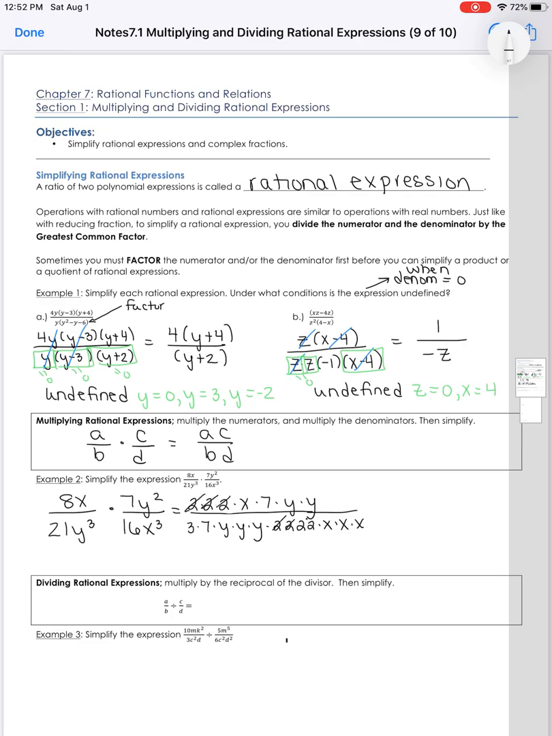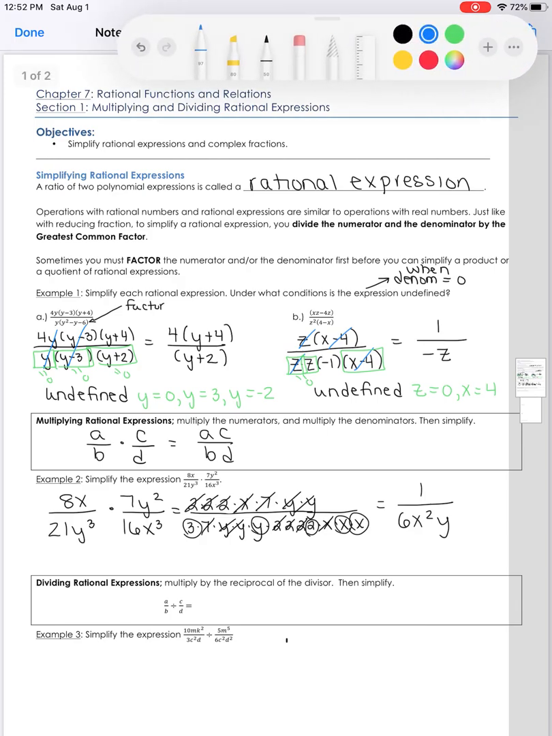But you can certainly just look and start canceling. So I have 3 2's go away. The 7 goes away. I have an x that goes away. And I have 2 y's that go away. So I have nothing left on the top, but on the bottom, I have these items. So I have a 1 on the top. I have a 3 times 2, which is 6. I've got 2 x's and a y.